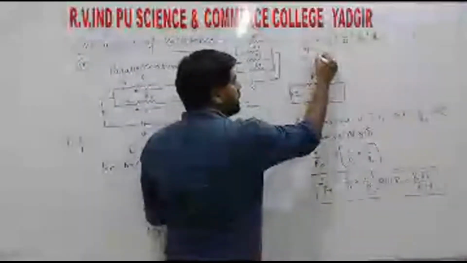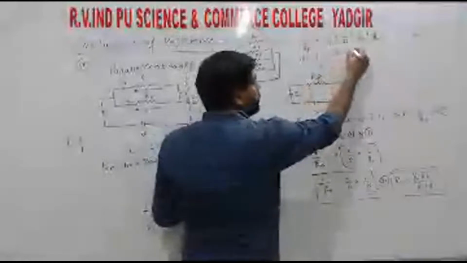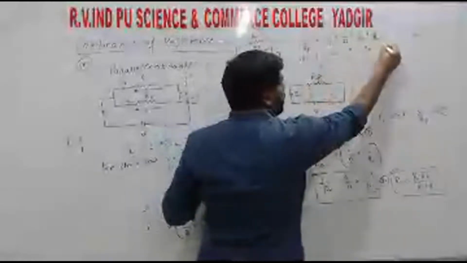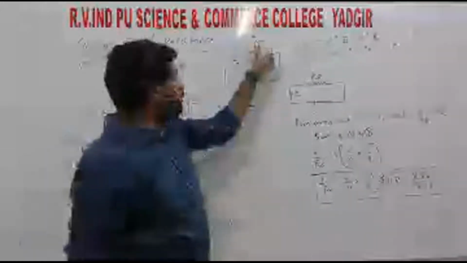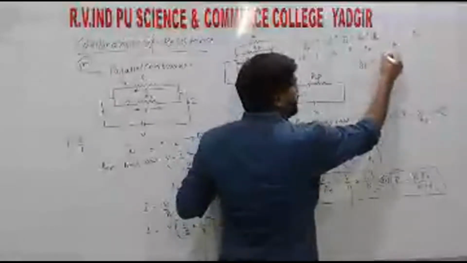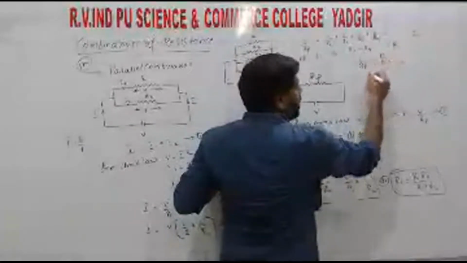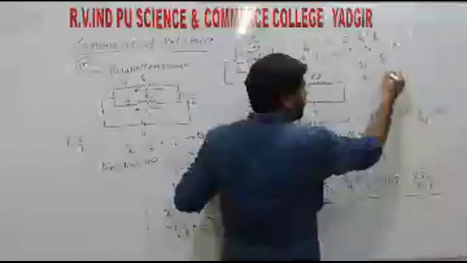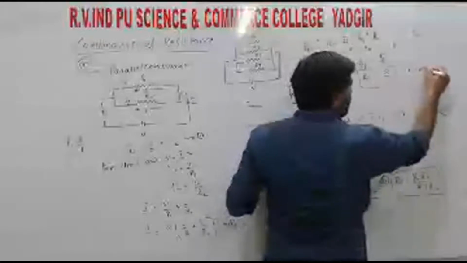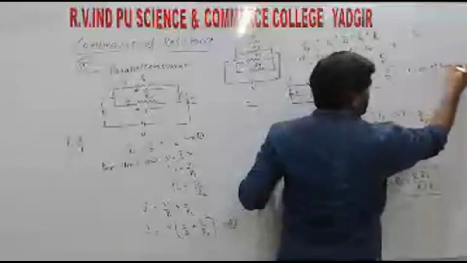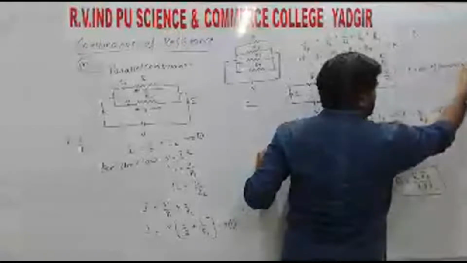So if all the resistances are equal, R1 is equals to R2 is equals to R3 is equals to R4, that is equals to R. So if all the resistances have the same values, the equivalent resistance 1 by Rp is equals to N divided by R. So from this we can write Rp is equals to R divided by N, where N is the number of resistors or resistances.